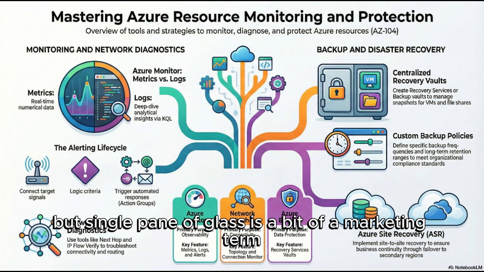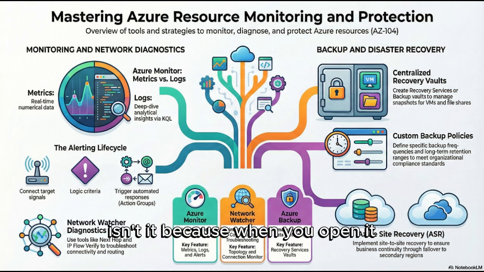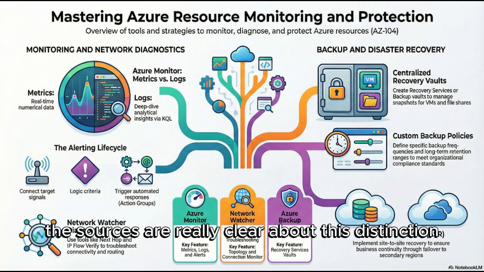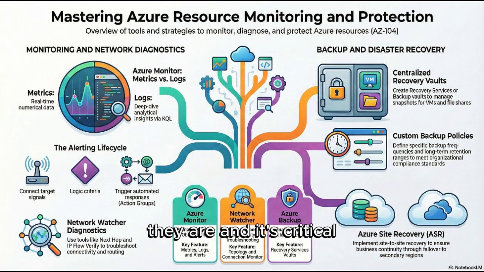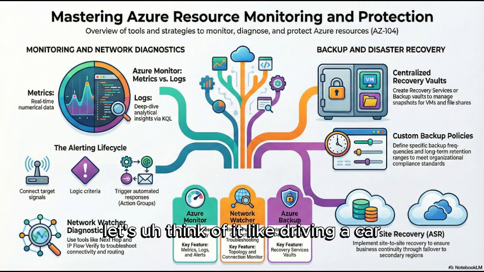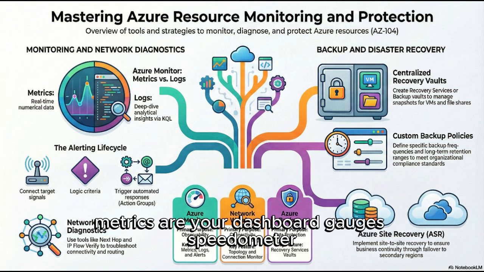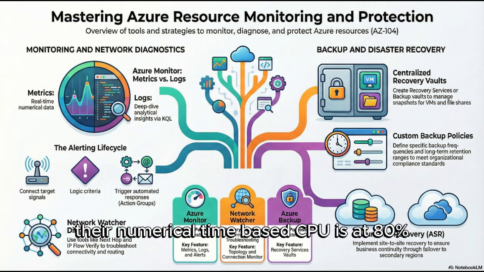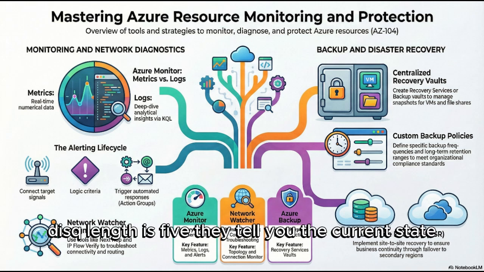But single pane of glass is a bit of a marketing term, isn't it? Because when you open it, you're immediately hit with two very different kinds of data, metrics and logs. The sources are really clear about this distinction. They are, and it's critical. Let's think of it like driving a car. Metrics are your dashboard gauges. Speedometer, fuel level. Exactly. They're numerical, time-based. CPU is at 80%. Disk queue length is 5. They tell you the current state.